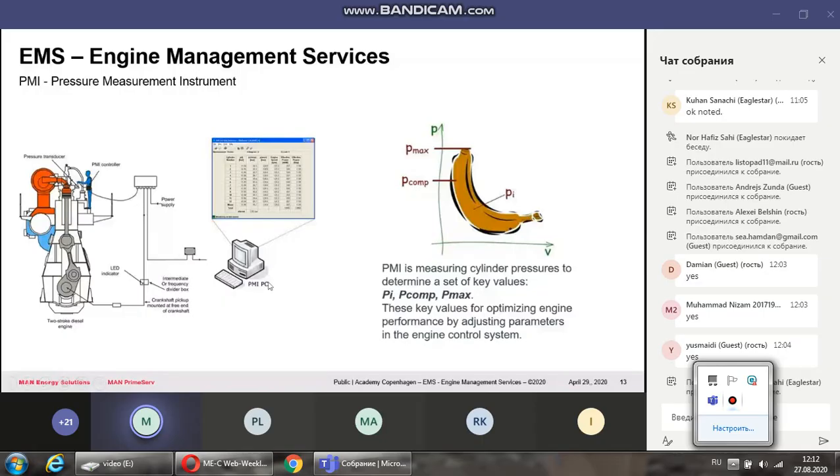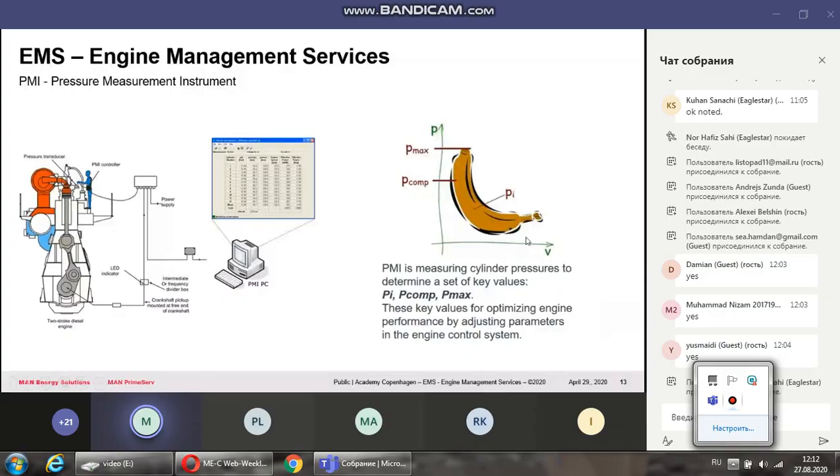This is what your PMI computer shows. So when you open up the PMI computer, you can have the data in tabular form. You can also have the graphical form, all as you wish. Not a problem at all. Okay. So now here on the right side, you can see the banana.